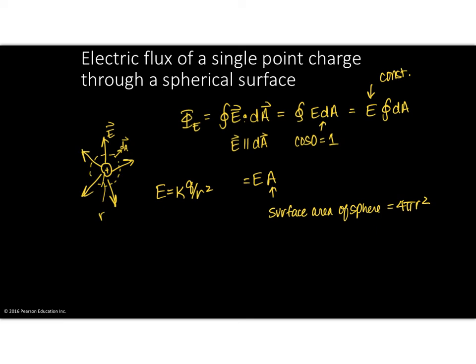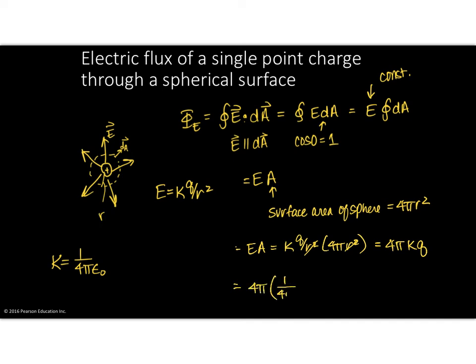Okay, so I got E times A, but our electric field was kQ over r squared. Our area was 4 pi r squared. The r's cancel, and I get 4 pi kQ. This looks like kind of a mess. But remember, the other day I told you that k can be written as 1 over 4 pi epsilon naught. That's going to be useful right here. So 4 pi, and instead of k, I'm going to write 1 over 4 pi epsilon naught times Q. And you see that the 4 pi disappears, and I get Q over epsilon naught.